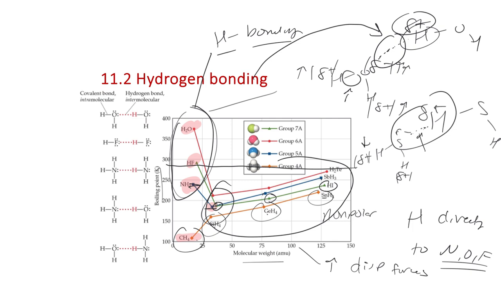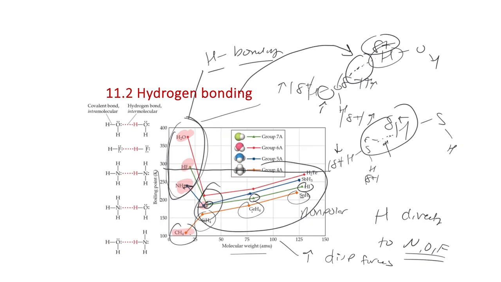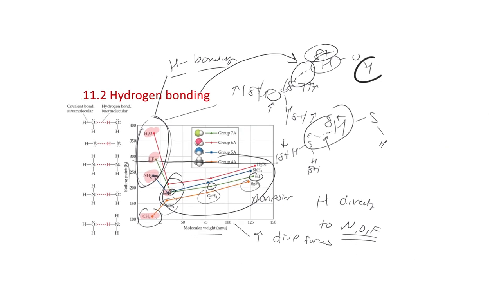Now, another question, or another issue, would be: why is water so high? Why is water, with a lesser electronegativity difference, higher in boiling point than HF? HF has a greater electronegativity difference. Shouldn't HF have a higher boiling point? But the issue is that water has two hydrogens, so it can form two hydrogen bonds per molecule. HF only forms one. So water, despite maybe each hydrogen bond being a little bit weaker than in HF, has a second bond.